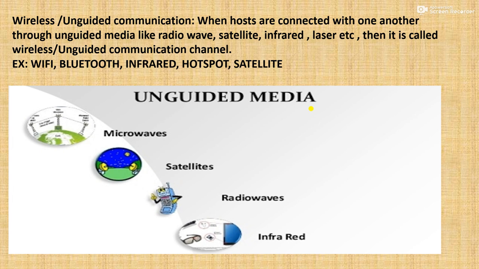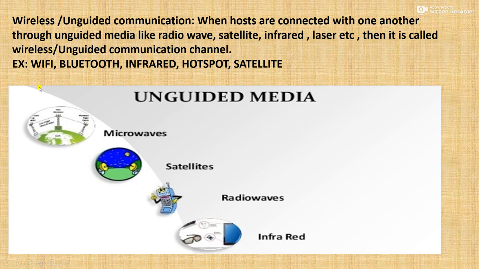Next we have wireless slash unguided media, which does not need any wire. When hosts are connected with one another through unguided media, like radio waves, some waves are used to transmit data from one place to another, like from one system to another. Radio wave, satellite communication, infrared, laser. Then it is called wireless slash unguided communication channel.